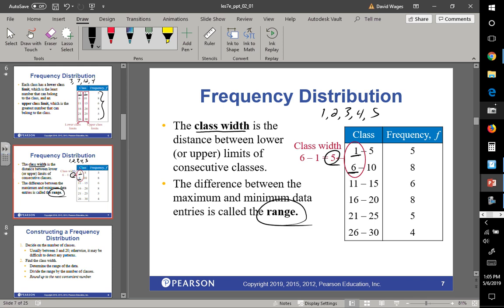Now, you probably remember what range is. Range is the difference between the highest and lowest value. If you take the highest data value and the lowest data value and subtract them, that's what we mean by the range.